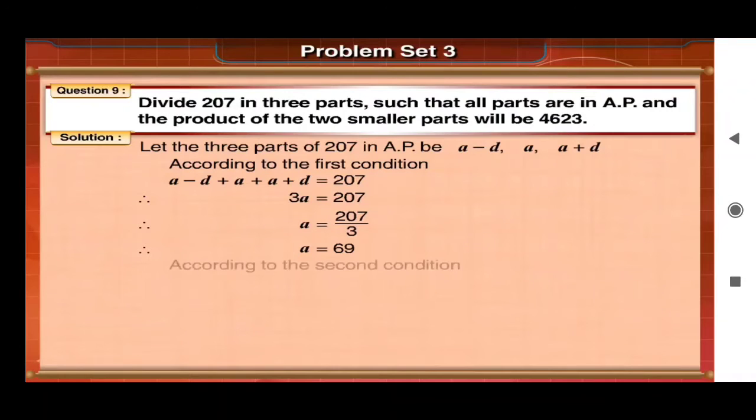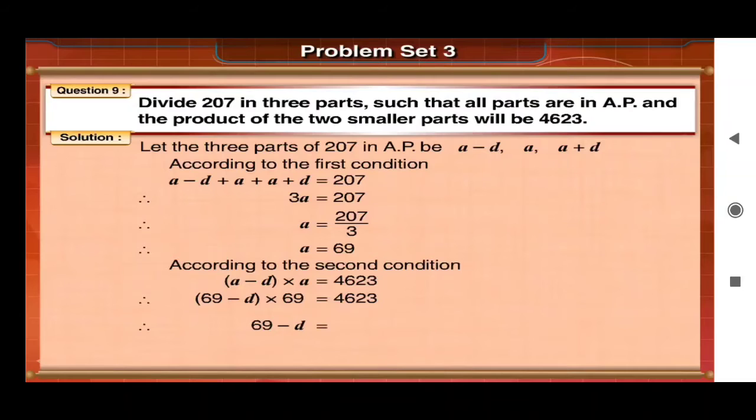Now, according to the second condition, a minus d into a is equal to 4,623. Therefore, 69 minus d into 69 is equal to 4,623. Therefore, 69 minus d is equal to 4,623 upon 69. Therefore, 69 minus d is equal to 67. Therefore, d is equal to 69 minus 67, which means d is equal to 2.